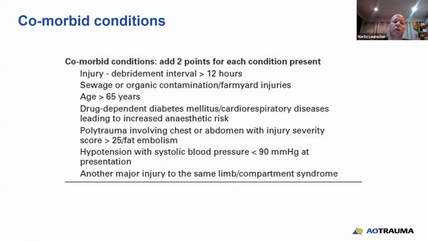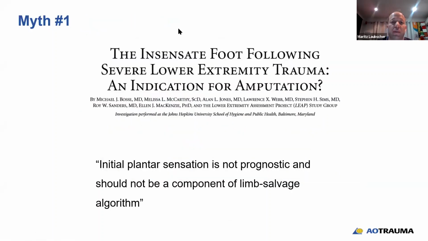It's very useful, not only to help us make a decision, and we don't have to use this as an absolute, but it just helps you to direct your thoughts, and it's also good for medico-legal purposes to document this in the patient's file, and that we have considered all the options before we decide to proceed to an amputation.